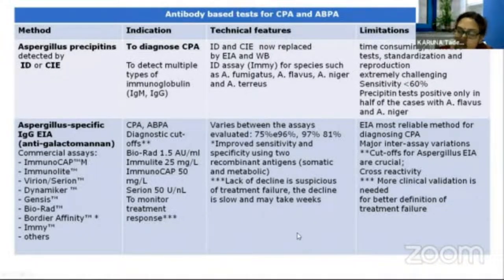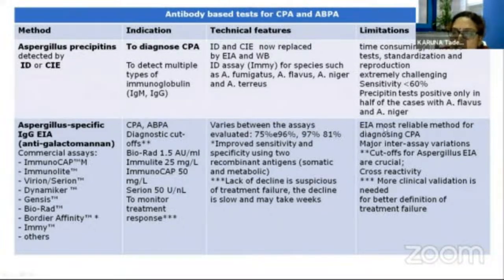But again, there is a trick in this: the decline is slow. To interpret this decline, it may take weeks and you have to repeat the test. That is a very important thing here. And more clinical validation is needed for a better definition of treatment failure. So although we say Serion is good for monitoring the treatment response, the problem is that it takes weeks to decline, and hence the follow-up is slightly tricky in this case.